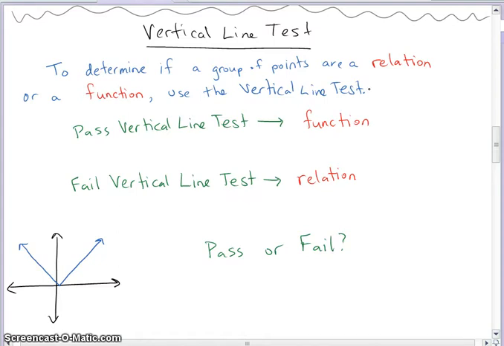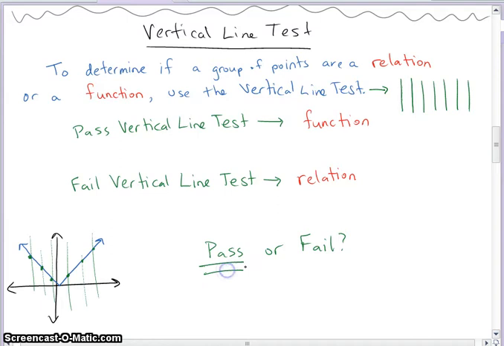The vertical line test means draw a lot of vertical lines. If it hits the graph in more than one spot, it fails. So down here, I'm going to draw a bunch of vertical lines. Each of these vertical lines only hits in one spot. Since it only hits in one spot, that's a pass. So this is a function.